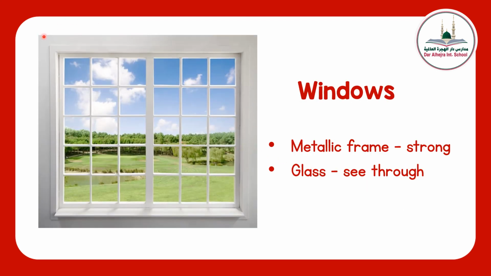Here is an interesting example. Windows. What are windows made of? I can see their frames are made of metal. They have metallic frames because they are strong and they can keep the inside glass safe. And why do we need the glass windows? Because they are see-through. We use glass. This is how engineers think about which material to use in what part of house, keeping in mind the purpose of that part of house.